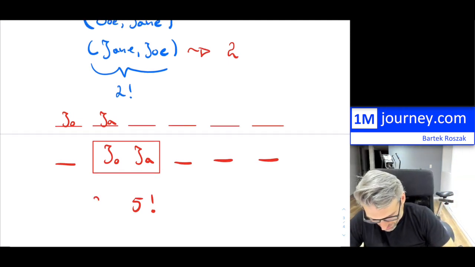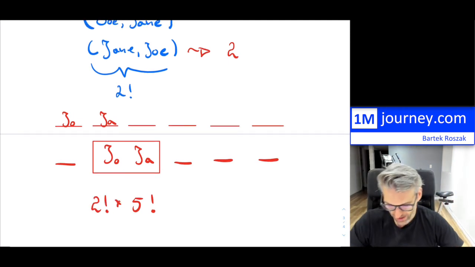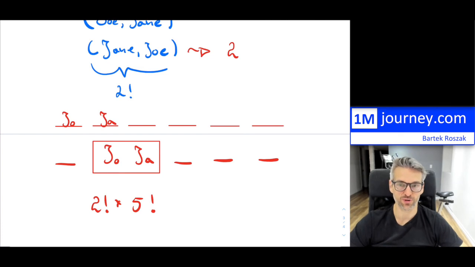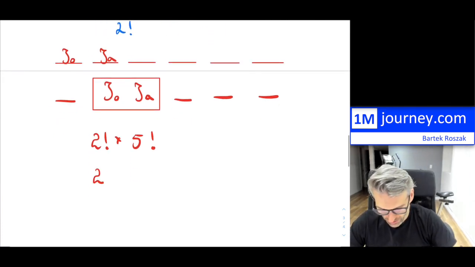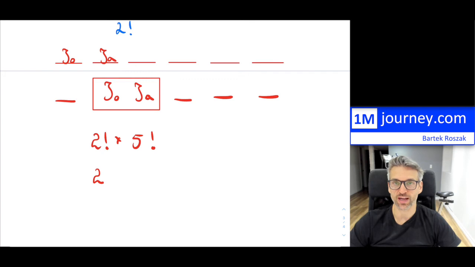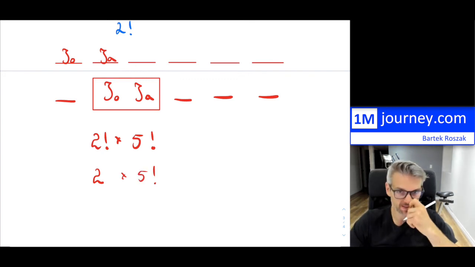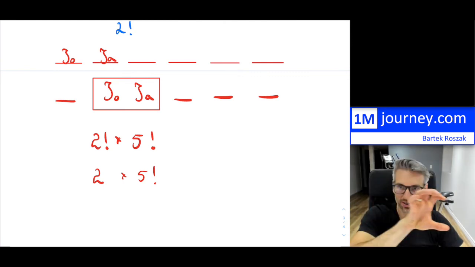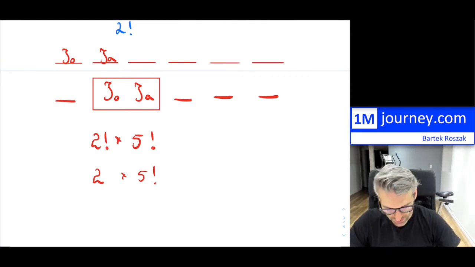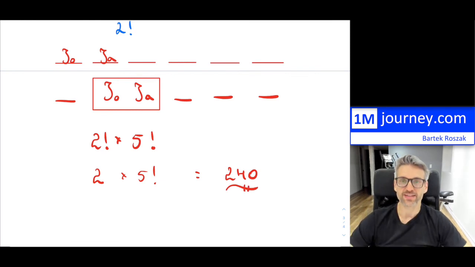So the answer is 2 factorial multiplied by 5 factorial, or simply just 2, either Joe is first or Jane is first, and then multiplied by 5 factorial ways that you can rearrange all of the different items. So 5 factorial is 120 times 2, so that would have been 240 ways. So that's part D. All right, and that completes this particular example.